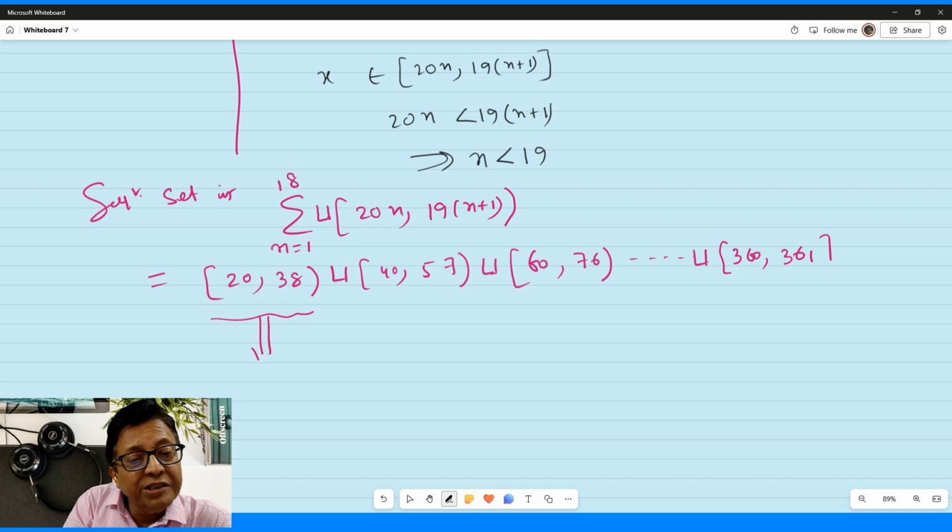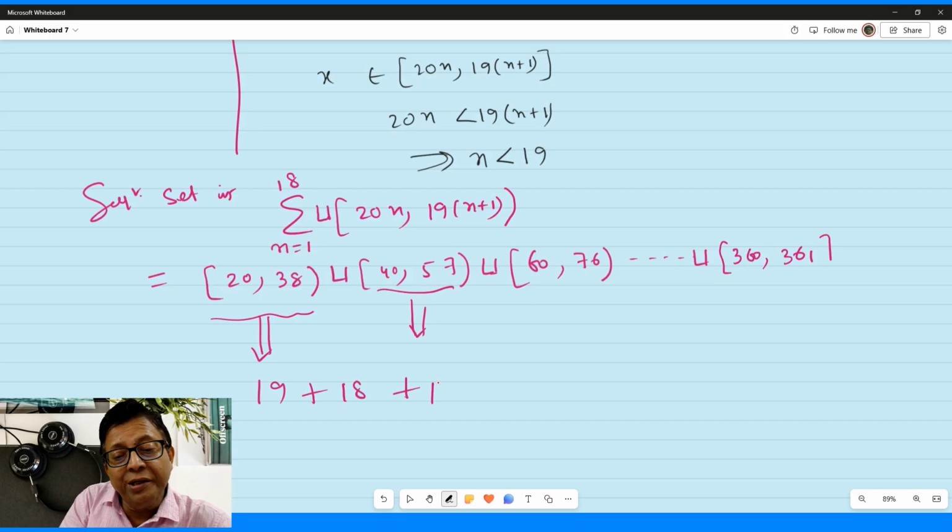How many integers lie over there? The number of integers here will be 19. How many integers lie over there? That is going to be 18, because 40 is included. Here how many? 17. And at last we get 1. So the number of solutions is going to be 19 into 20 by 2. Hope you have understood.